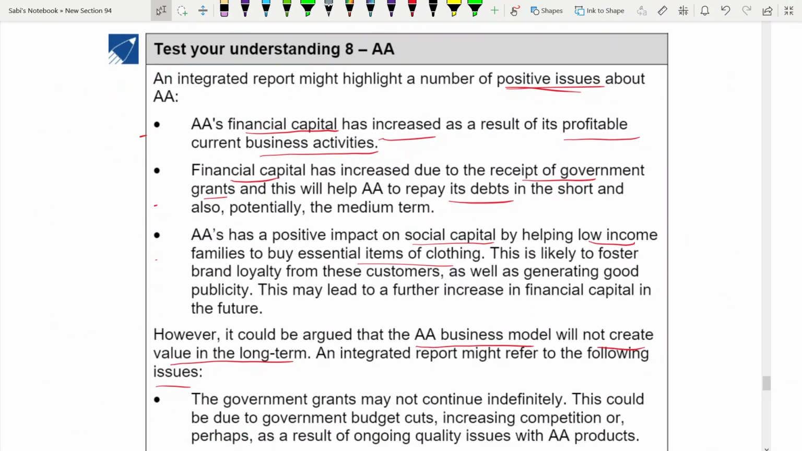Next, they are helping the low income families by buying essential items of clothing. This is basically creating brand loyalty from these customers. Also you are generating good publicity by doing it. So because of this, it will further increase your financial capital in future. You should be able to link this with your capital. Now we are coming to the drawbacks.